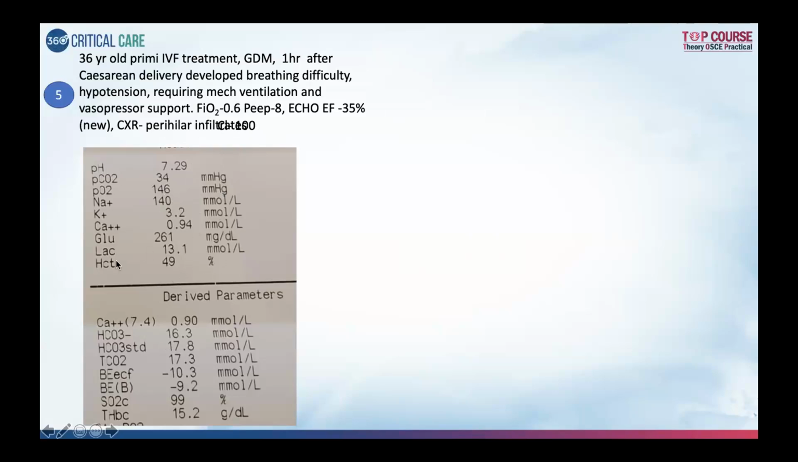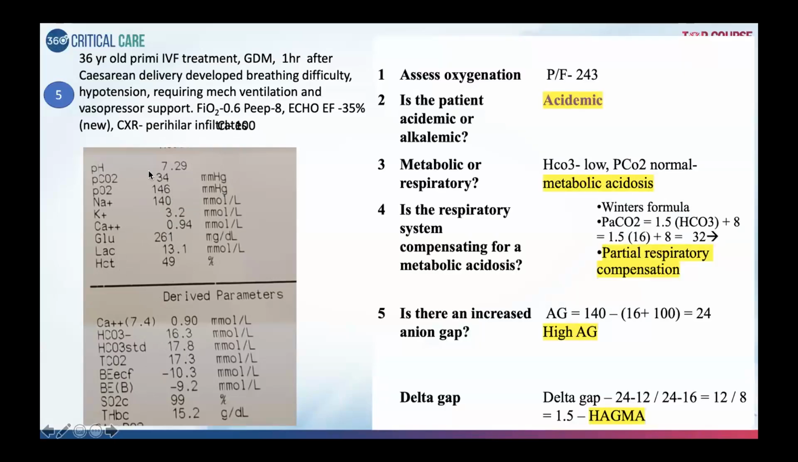And then what other abnormalities? You see a lactate of 13, glucose 261. Okay. So some electrolyte abnormalities are also there in this. So primary, there is a metabolic acidosis, pH and bicarb, same direction, metabolic acidosis. Apply the Winter's formula, 1.5 times bicarbonate plus 8 plus or minus 2. So 32, 30 to 34 is almost normal.